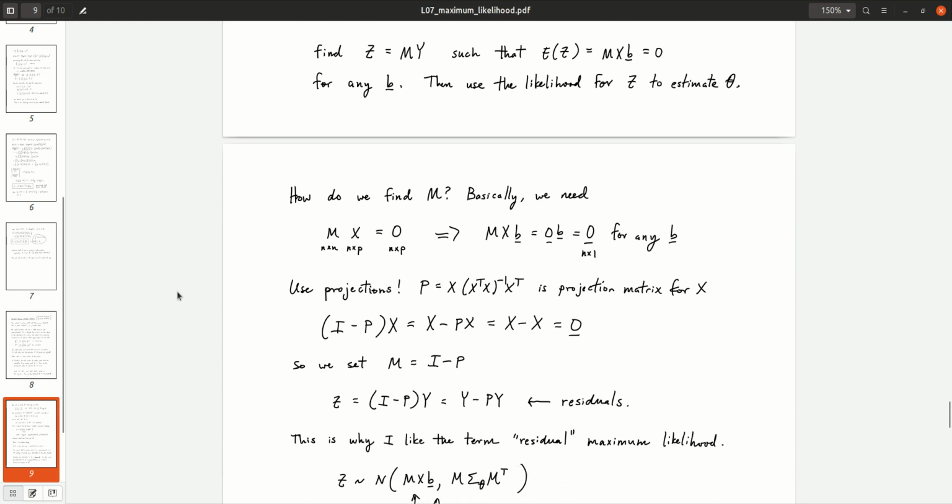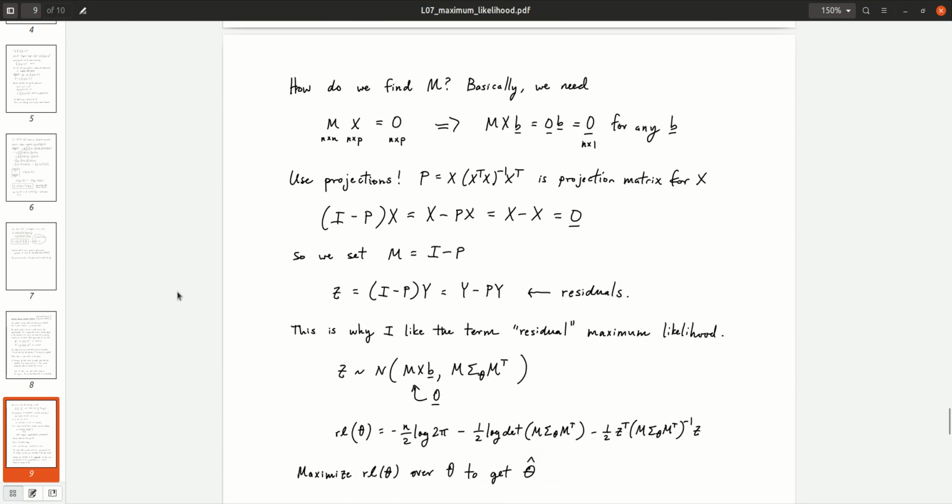All right, so the first question you probably have is, how do we find such an m, such that if you multiply mxb, you always get 0? So let's think about this. Basically, what we need to do is find a matrix m such that mx is equal to 0, where m is n by n and x is n by p, or p plus 1, it doesn't really matter. If that's true, if you do mxb, you're doing 0 times b, which will always be 0. So we've got to find this matrix m such that mx is a 0 matrix, so that whenever we multiply the 0 matrix by b, we automatically get 0.